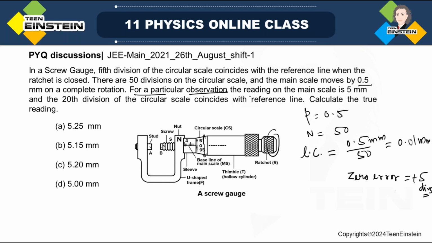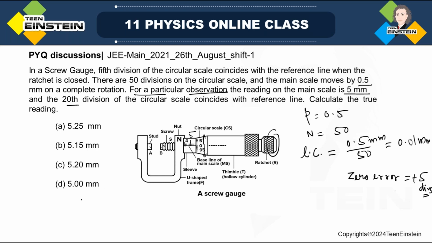For a particular observation, the reading on the main scale is 5 millimeter. That means the main scale you have up to here. Suppose 5 millimeter, up to 5 millimeter. It is seen on the main scale, and the circular division, the 20th division of the circular scale, coincides with the reference line or baseline. So calculate the true reading.